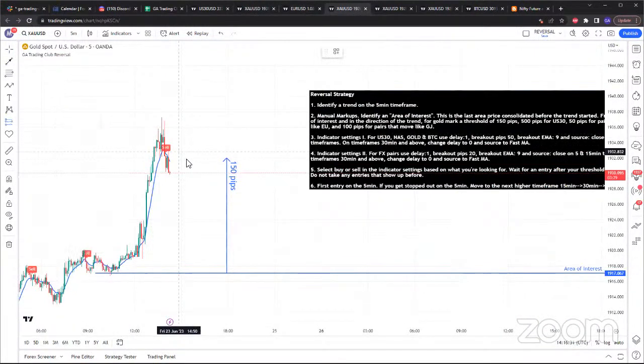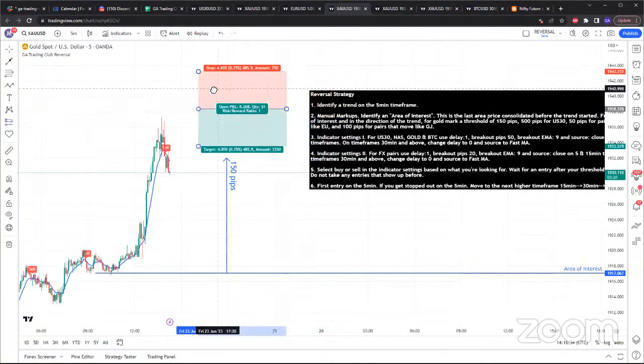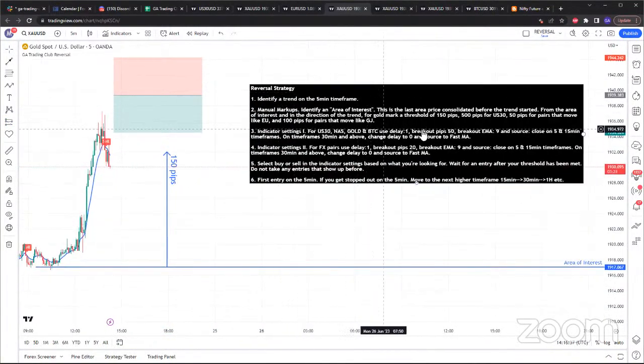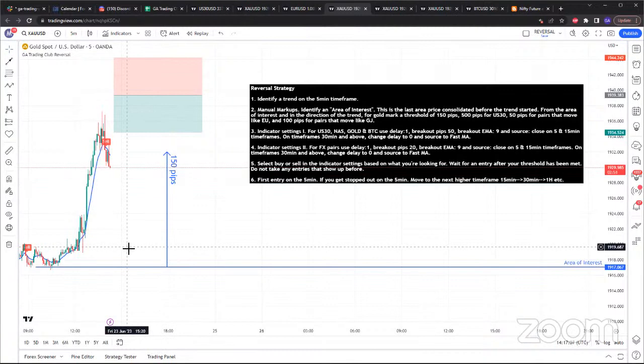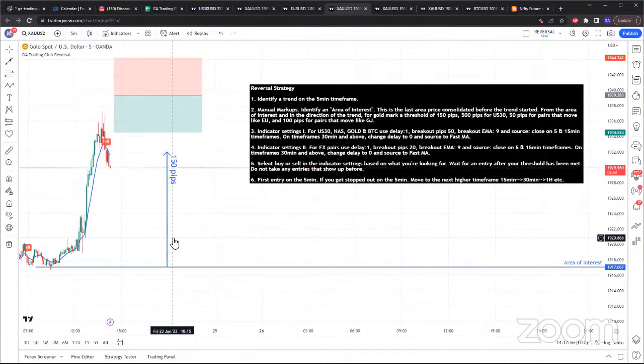setup, sell on gold. Okay, so there's something I forgot to mention. So the manual markups, I think I put something about them. This is the last price from the area. Select buy or sell, wait for an entry after your threshold. So here during this 150 pips, if we got a sell anywhere between your area of interest and the top of your threshold, we wouldn't have taken that sell on gold because we want to avoid fake out. So any sells or buys, depending on what direction you're trading, that come up within the threshold, those are invalid. So this is the importance of manual markups. They just give you that safer entry and the most probable entry.